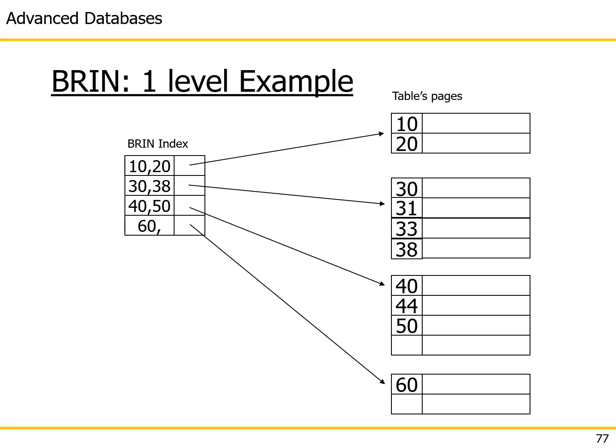I can easily do that by looking at the first row and the last row of every page, and then I put a reference to that page. So now I know that if I'm looking for a value between 10 and 20, I have to follow the reference to that first page in the table. If I'm looking for, say, 45, I'm going to follow the entry that says 40, 50, and I will go to the third page in the table. Okay? So the ranges are actually helping me a lot.